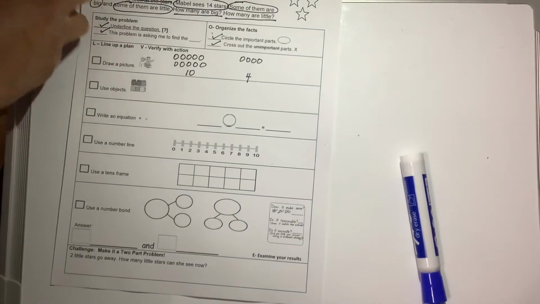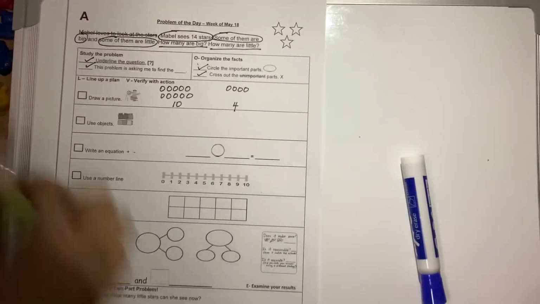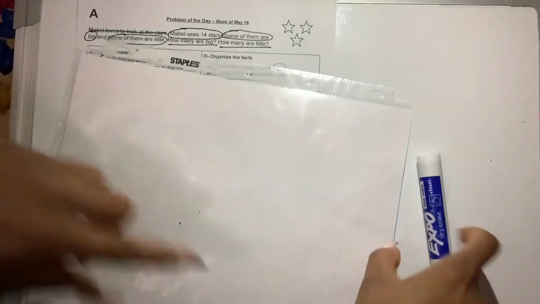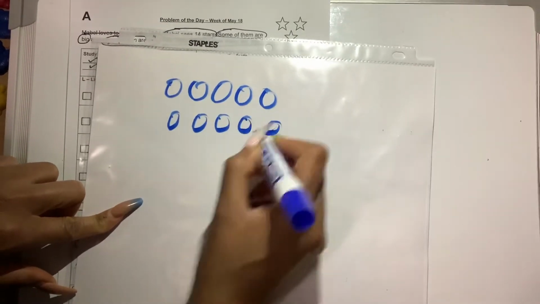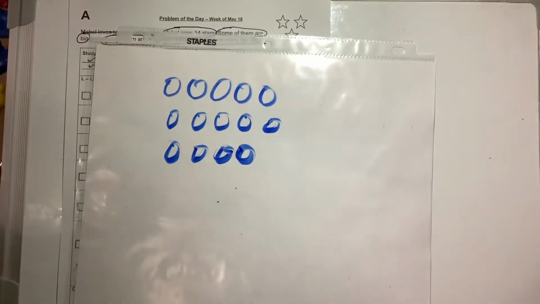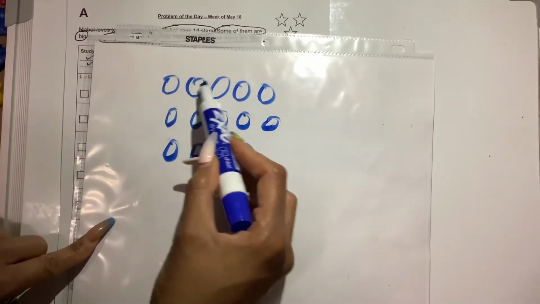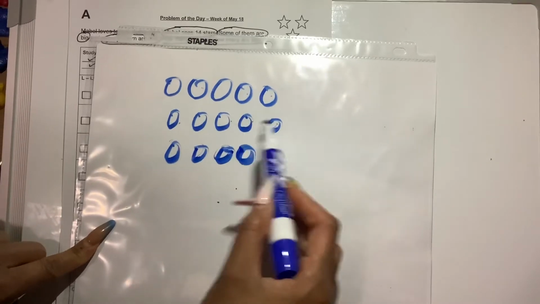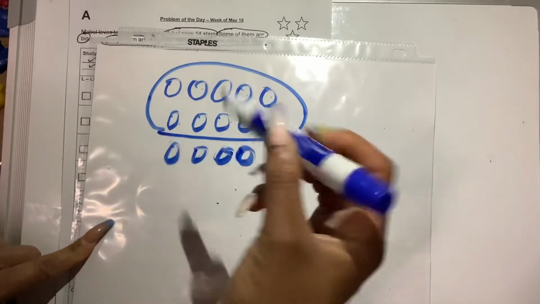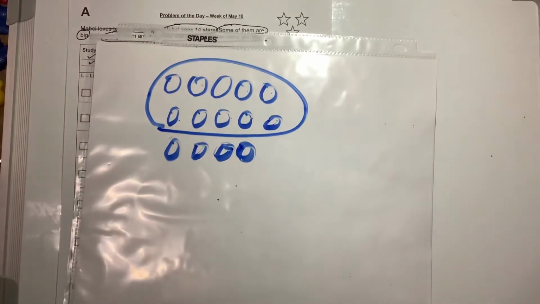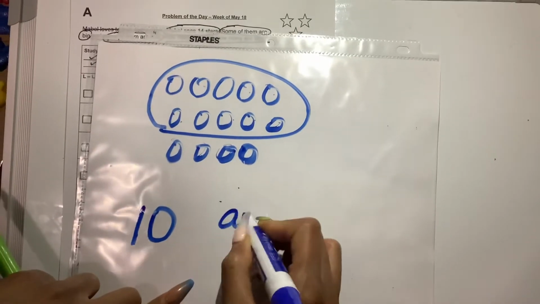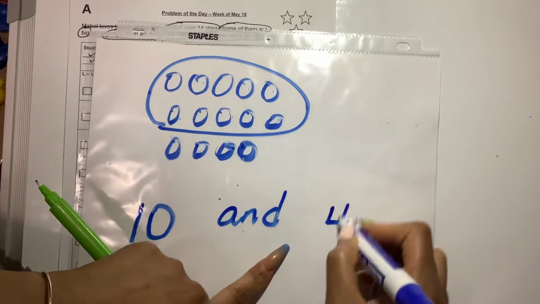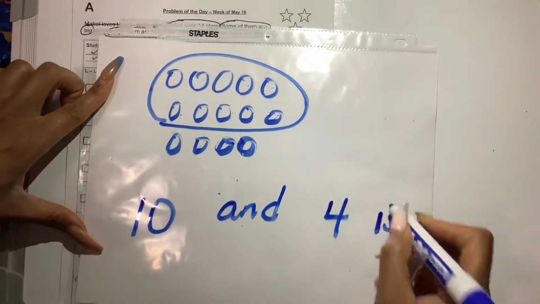And the same goes with the pictures, right? So let's use our dry erase and I can show you with the pictures. If I draw 14 circles, 1, 2, 3, 4, 5, 6, 7, 8, 9, 10, 11, 12, 13, 14. I'm going to circle 10. 1, 2, 3, 4, 5, 6, 7, 8, 9, 10. That's my group of 10. And then I have 4 extra ones. So 14 is 10 and 4.